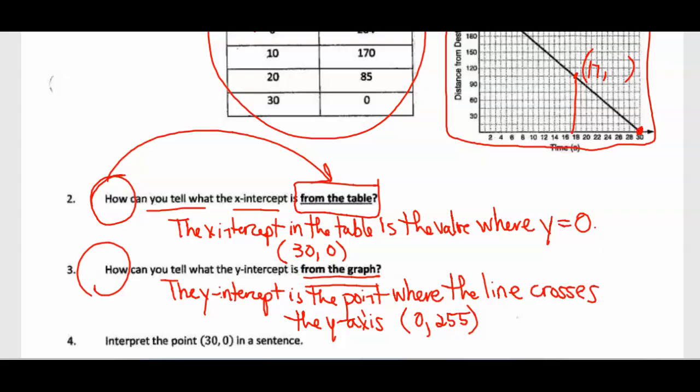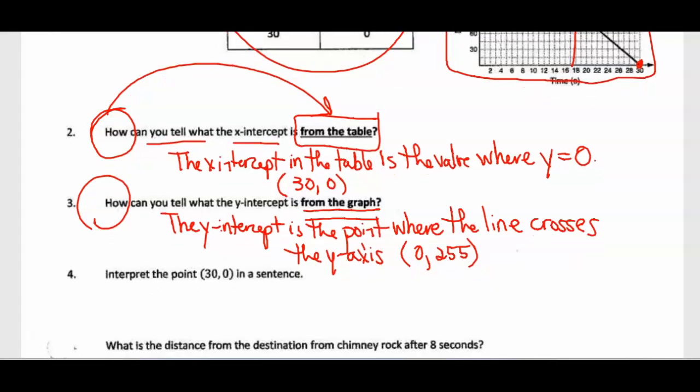Make sure you know what the question is asking. Question number 4 says, interpret. Interpret means write a sentence. What is 30, 0? Make sure you're telling me what both of those mean. Does yours say 30, 0? Maybe yours says 20, 85. Let me pause and check. No, yours says what mine says. Interpret the point 30, 0 in a sentence. 30 represents the x-axis. The x-axis is time. So this would be after 30 seconds.